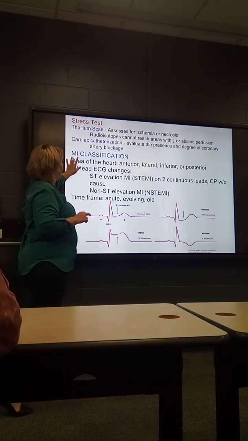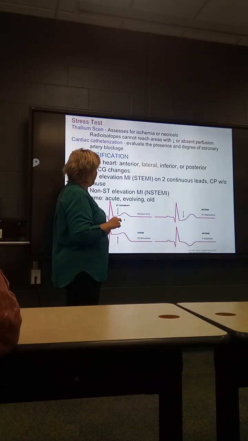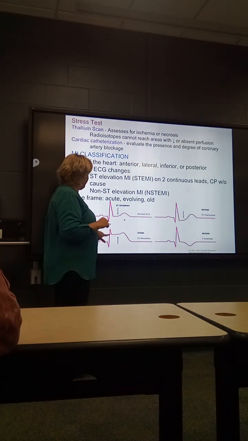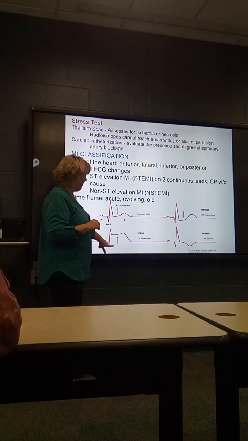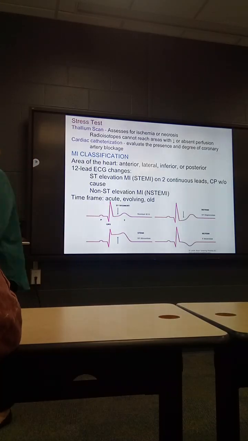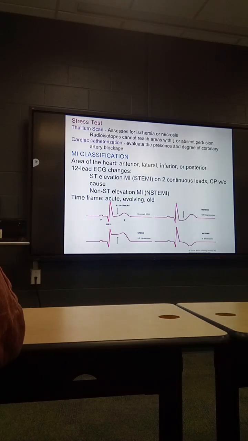But the MI classifications. See how this ST elevation, where is it? See how this doesn't always go down? This is normal. With the ST elevation, this line doesn't go all the way down to the isoelectric line. It stays elevated. So that is an ST elevation MI. And you need to see these in 2 different leads. See how this is elevated right there? It doesn't come all the way down to here. So you need to see this in 2 leads on an EKG, not just one.